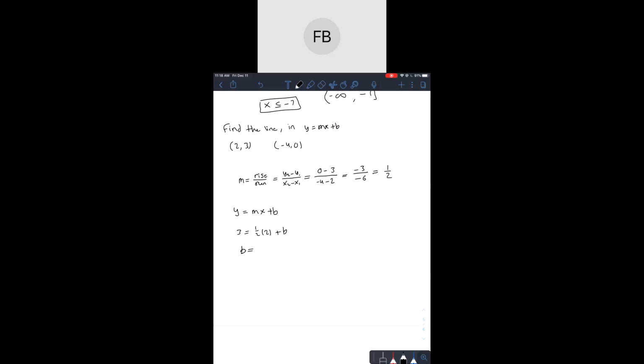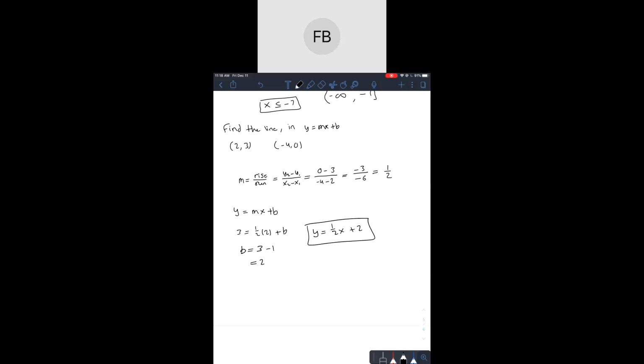So b is going to be equal to 3, and then 1/2 of 2 is just 1, so 3 minus 1, and that is just going to be 2. So at this point we found m and we found b, so we can write our equation. Our equation is going to be y equals 1/2 x plus 2. And that's your answer.